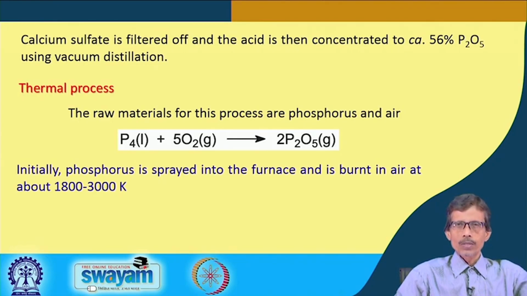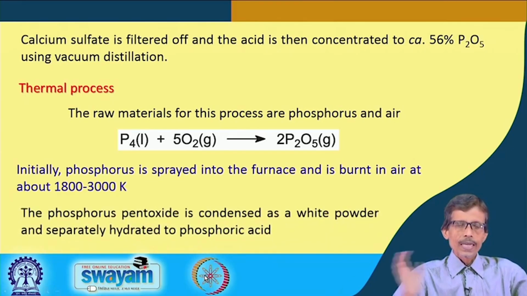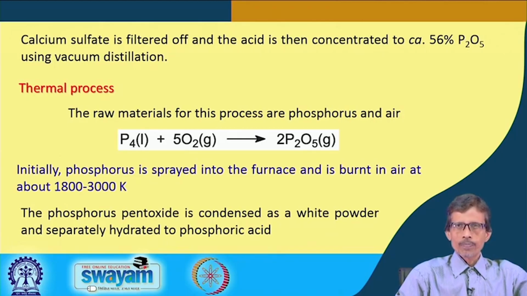So elemental phosphorus oxidation by O2 of the air will give us the P2O5, and that phosphorus can be liquid or it can be a powder also. Since we are talking in terms of a liquid form of that P4, it is sprayed into the furnace and burnt in air at a very high temperature in the range of 1800 to 3000 K. You see, very high temperature is required for this particular conversion. So high temperature oxidation of phosphorus basically gives us phosphorus pentoxide.